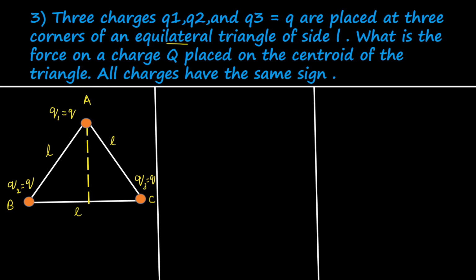AD is a perpendicular to BC drawn from vertex A. Another charge Q is present on the centroid of the triangle. As per centroid theorem, the centroid of a triangle is at 2/3 of the distance from the vertex to the midpoint of the sides. That is 2/3 of AD. Now consider the right angled triangle ADC. Angle DAC is 30 degrees. Angle ADC is 90 degrees. Angle ACD is 60 degrees.